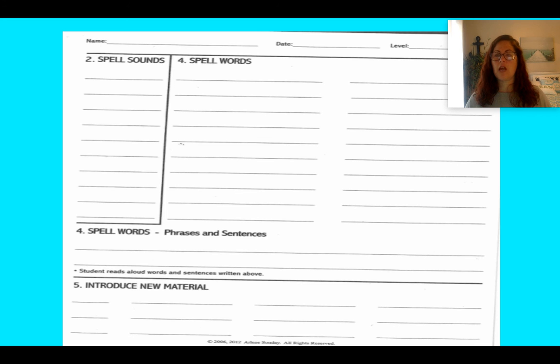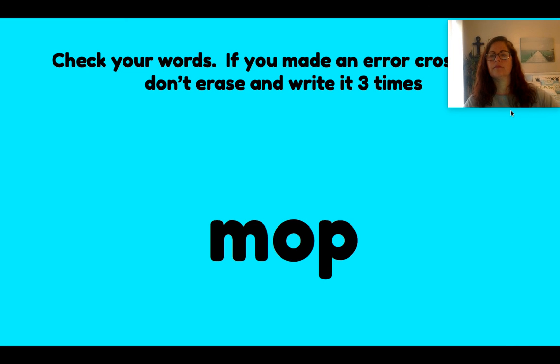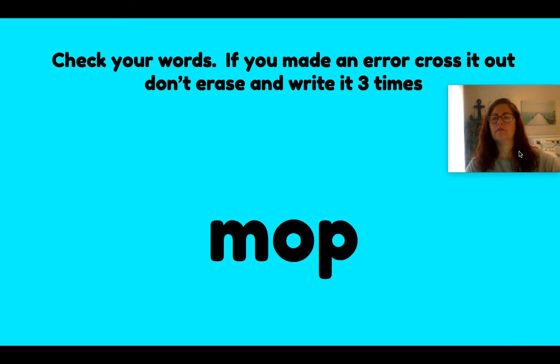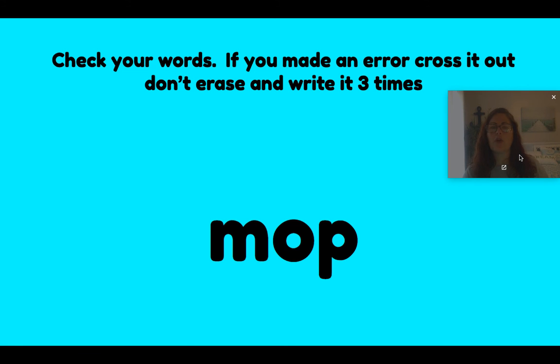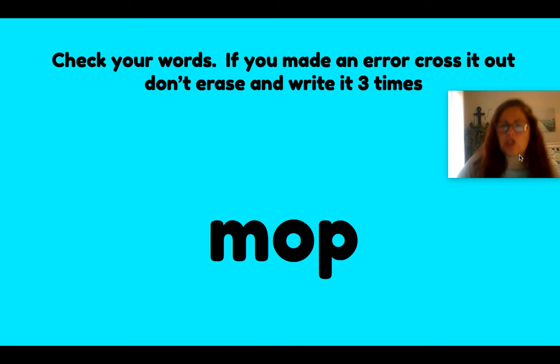Okay, give yourself time to finish writing all of these words. Pause the video until you have them written. Now we're getting ready to check your words. Okay, if you made an error, cross it out. Do not erase, but cross it out and write it 3 times. Parents at home, sometimes this can help us see a pattern that they might have with an error that tells us what we need to go back and reteach. So, mop. If you did not have it spelled this way, cross it out and spell it correctly and write it 3 times.